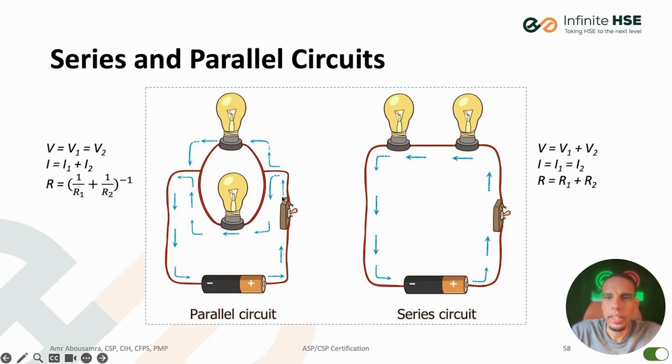On the other hand, in series connection, the voltage equals the sum of the voltages of both components. The current is equal because it flows through the same circuit, so what enters here is the same as what enters there. It's the sum of these two. The more devices or resistors you add to the electrical circuit, the total resistance becomes the sum of all the resistances.